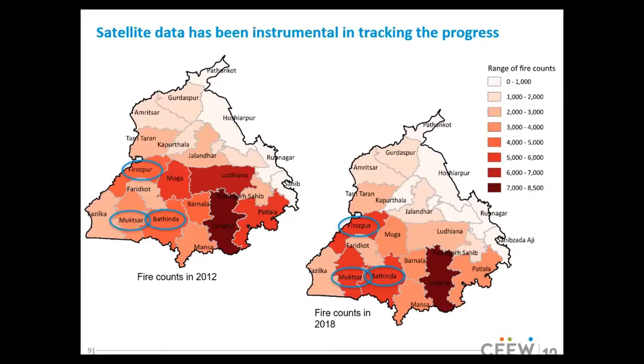However, tracking these data comes in handy to strategically plan targeted interventions in those regions, like Sangrur or Muktsar, that need much attention.